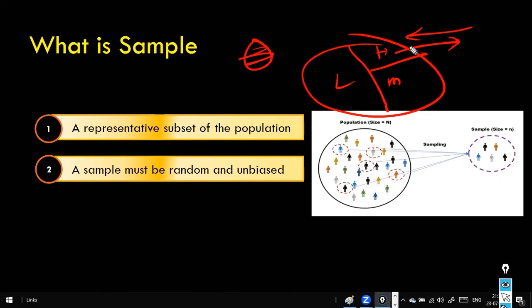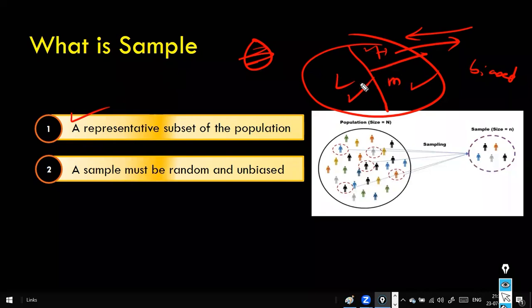If you draw a sample only from one specific group of people, in this case high income group people, your sample is biased. It is not a representative of your population. Make sure that you are running a survey with low income group people, medium income group people, and high income group people. Only then can we say that your sample is a representative subset of your population. You are covering all segments of the customers with different income groups.